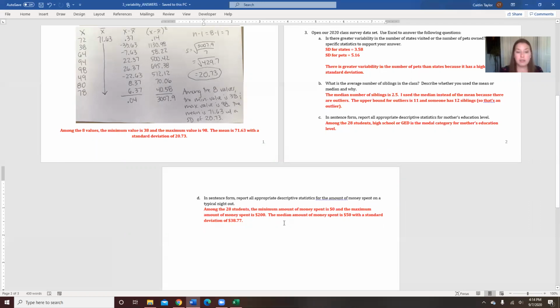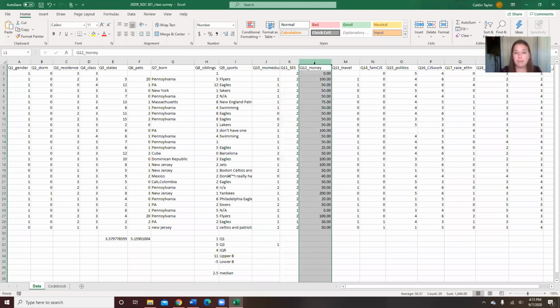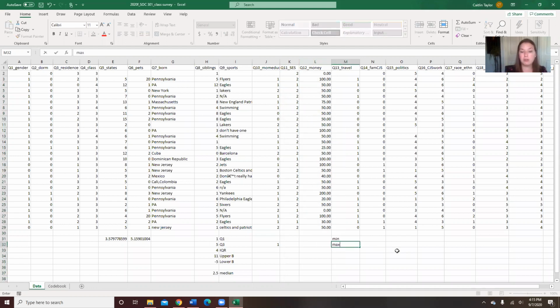Okay, and then the last step here is asking you to report all appropriate descriptive statistics for the amount of money spent on a typical night out. So we go to this variable on money spent. We are first reporting the N, which is still 28, right? We report the minimum, the maximum, the standard deviation, and then are we using the mean or the median?